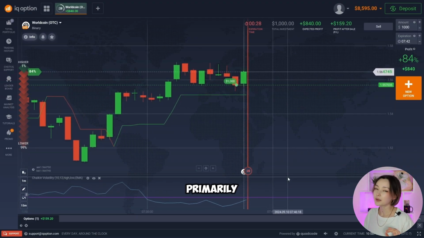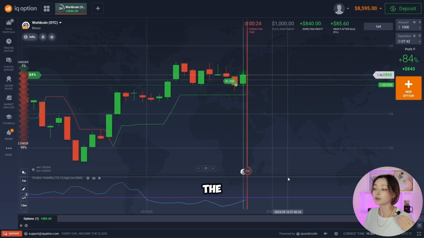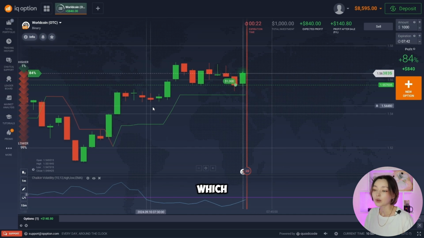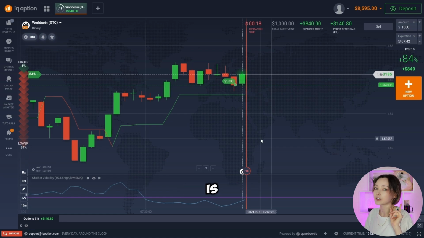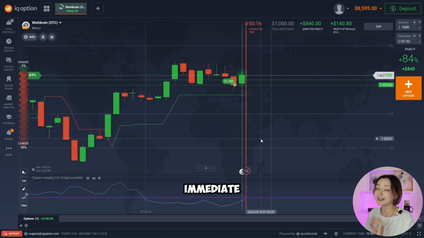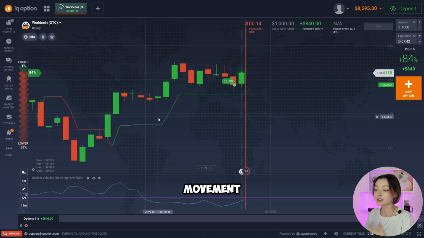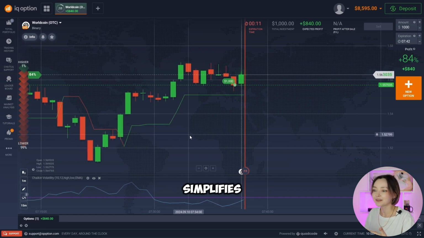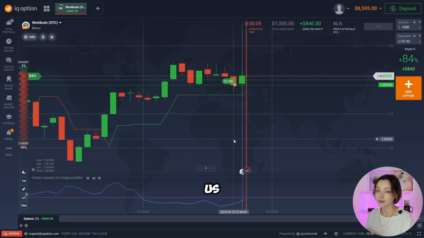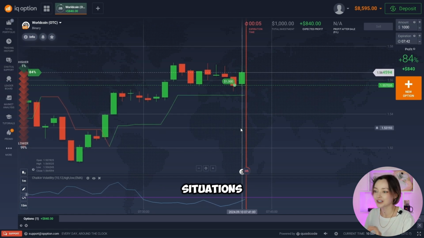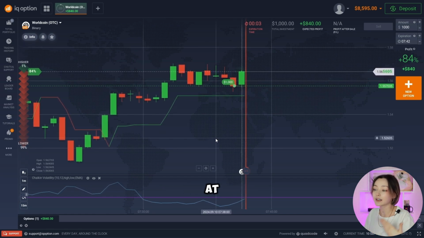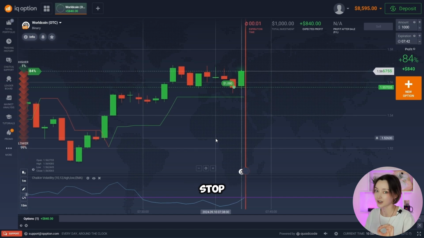This indicator is primarily a trend indicator, but the lines of this indicator are created based on the recent level formation in the chart, which essentially has several advantages. Firstly, since this indicator is a trend indicator, it gives us immediate information about the general movement of the trend, which literally simplifies the analysis of the chart for us. Secondly, thanks to this indicator, we can find lots of decent entry situations as the levels in this indicator are formed at almost every price stop.